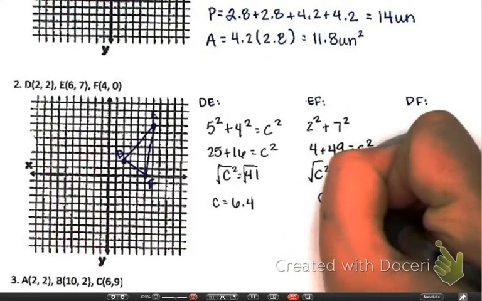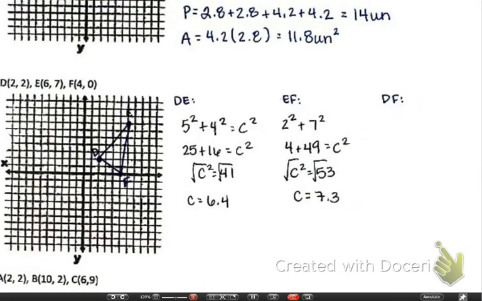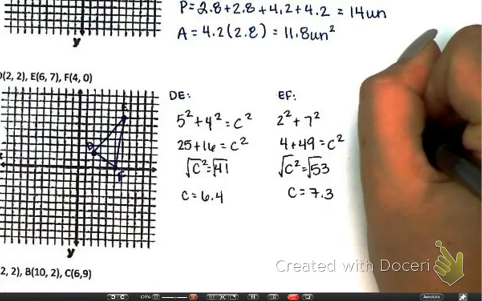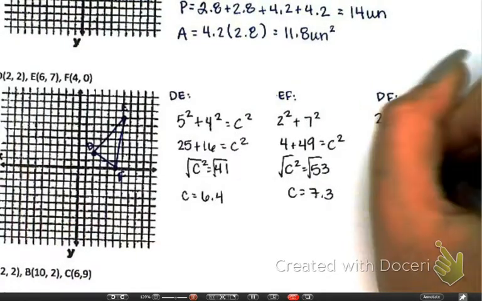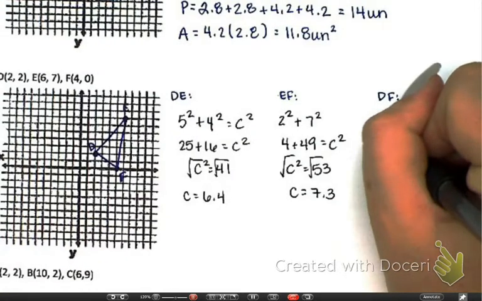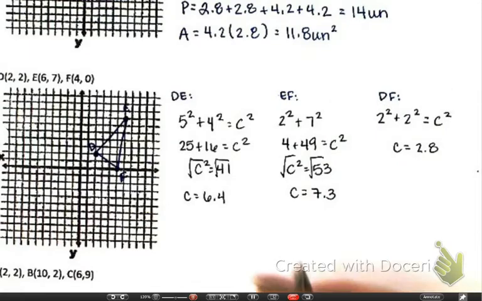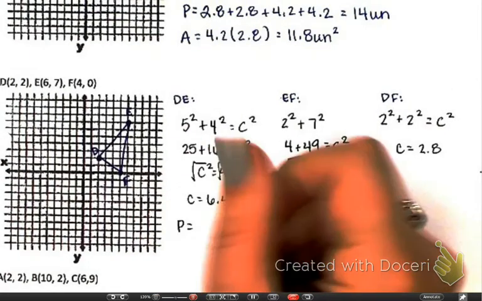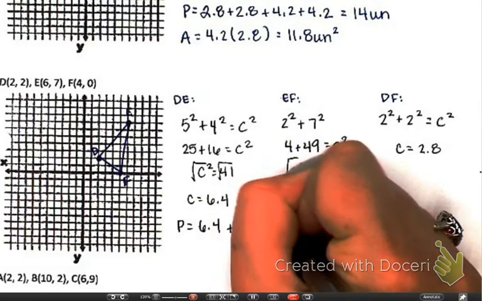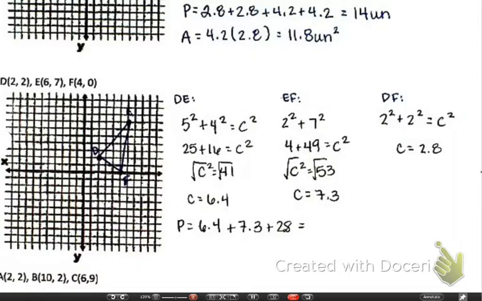7.3. Great. And then DF, how many do we go over? 2. Up? 2. Great. And we already did that one up above, right? So you should have gotten c equals 2.8. Okay, perimeter. Add up all the sides. So 6.4, 7.3, 2.8, and you got what? 16.5.